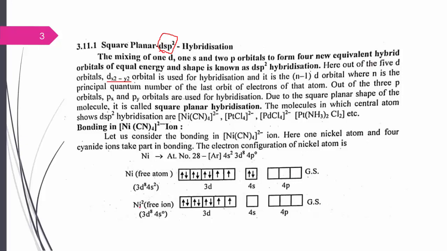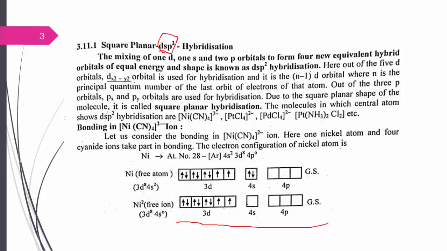Whenever it is Ni plus 2, two electrons are removed. In the electronic configuration, we have the 3d orbital and the 4s orbital. The electrons are always removed first from the 4s orbital. So here, in Ni plus 2, the 4s is vacant, 4p is also vacant, and we require the d orbital also.